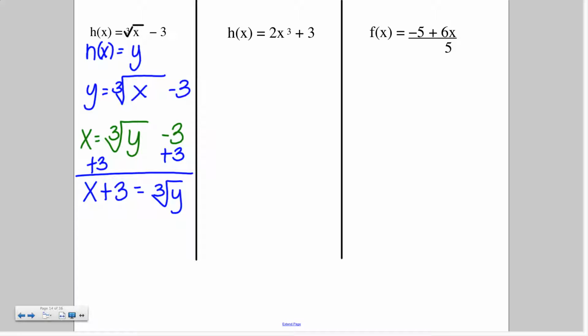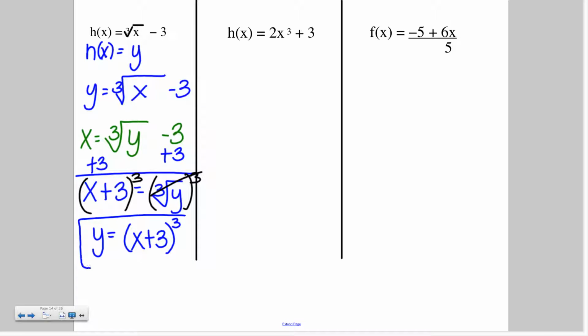Now to get rid of that root, we have to cube it. It's a cube root, so we have to cube it. And if we cube one side, we have to cube the other. And that's going to leave us with y is equal to x plus 3, and it is cubed. Okay?